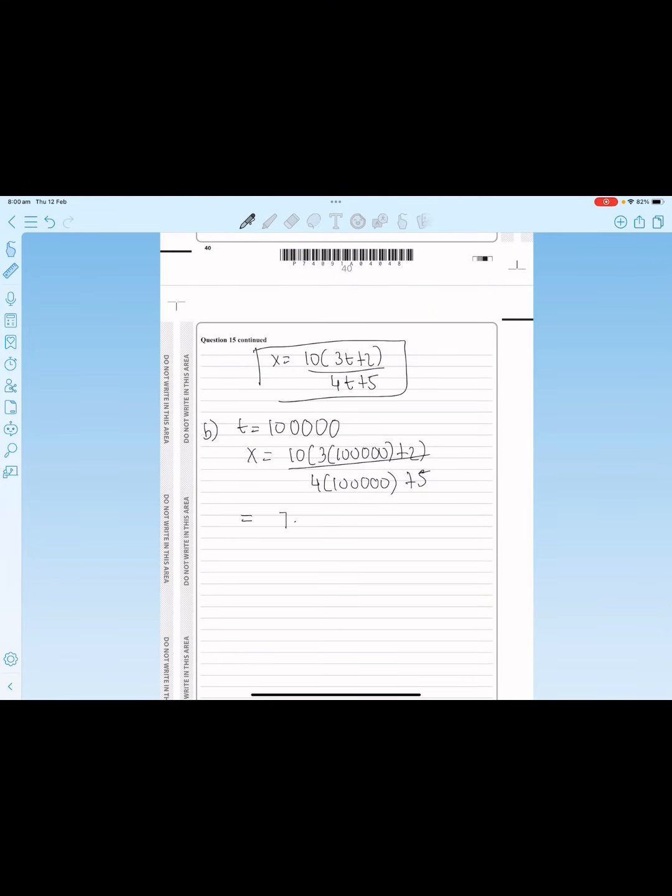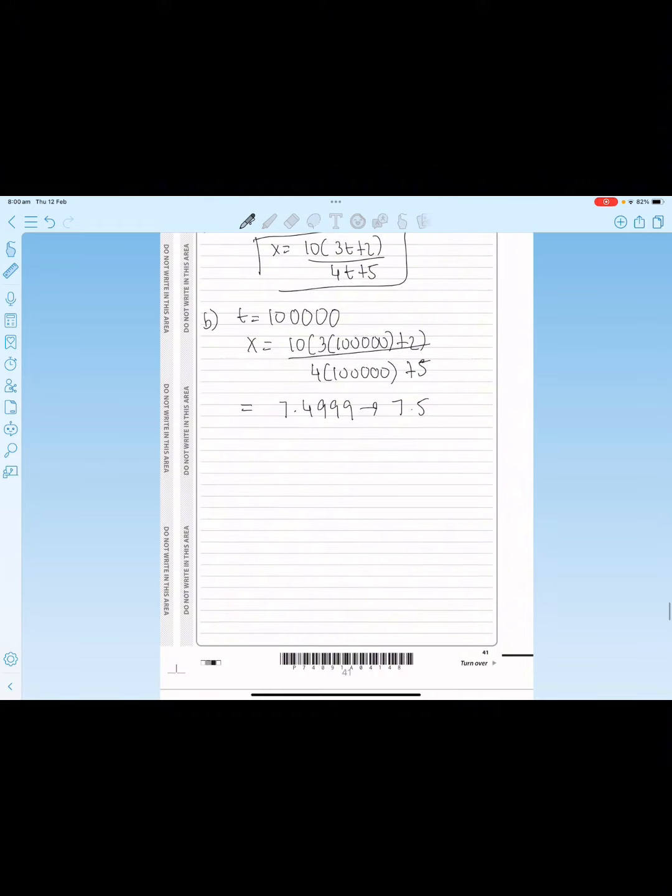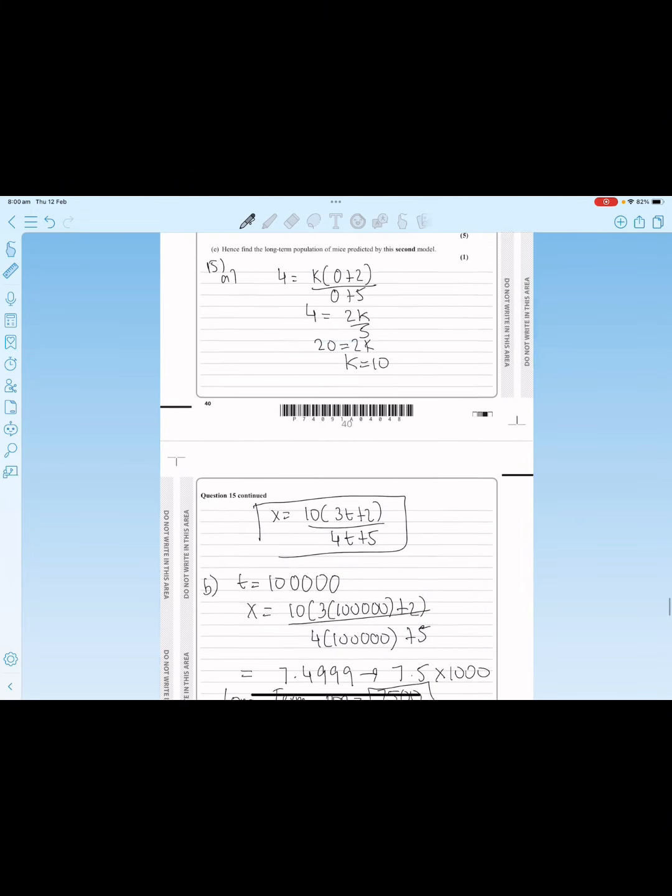You should get something like 7.499. So it's tending to 7.5. It's in thousands, so therefore the long-term population is equal to 7,500. Okay, because you just times that by 1,000. Okay, let's go on to the next part now.